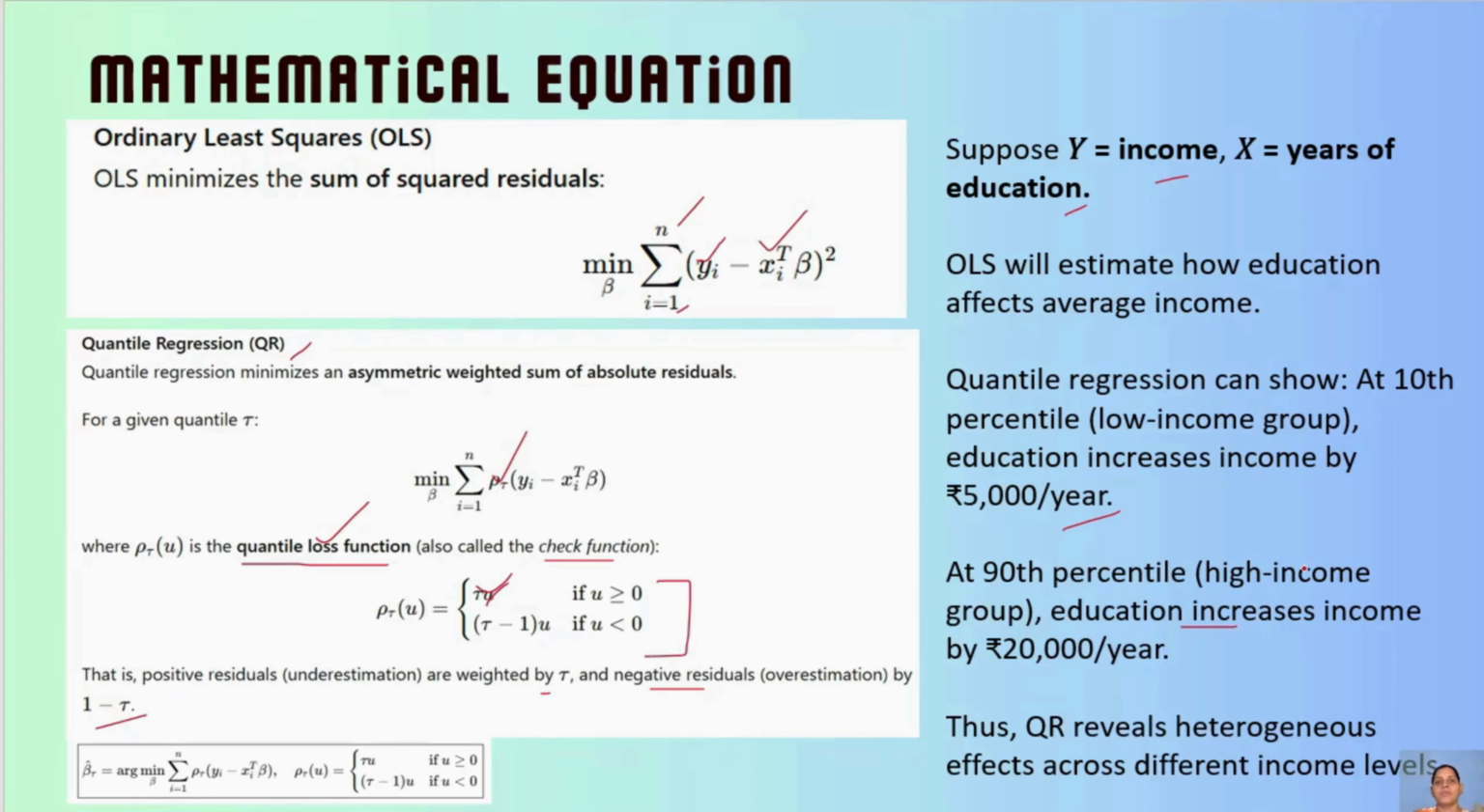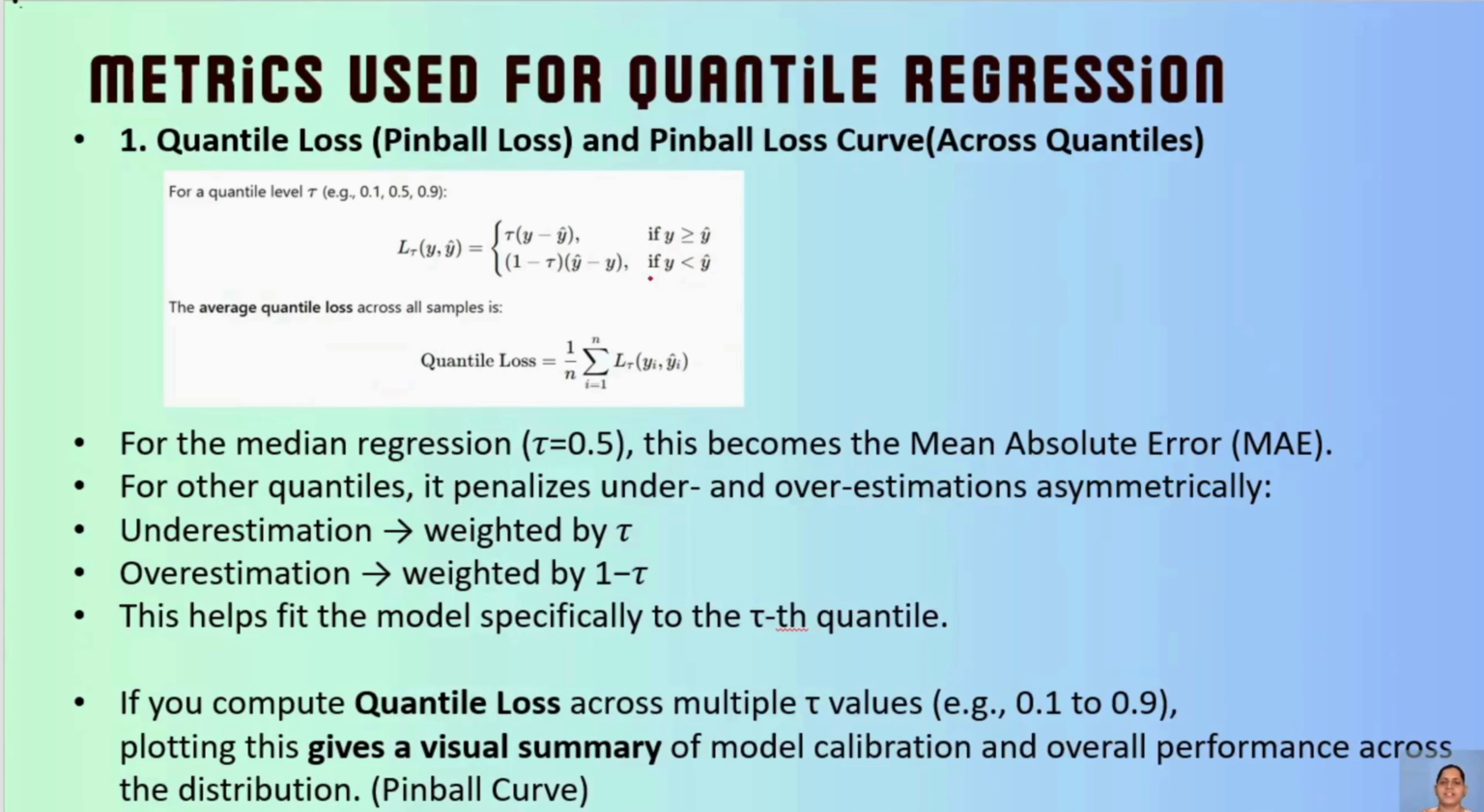However, we have a common understanding that good education means income should be good, but we don't know the real pattern of how it is working. This is what quantile regression solves. We have different metrics used for quantile regression, like I have already mentioned, the quantile loss or the pinball loss. With that, we are going to consider different quantile levels, the way I have shown, 0.1, 0.5 and 0.9, and we will calculate the quantile loss.